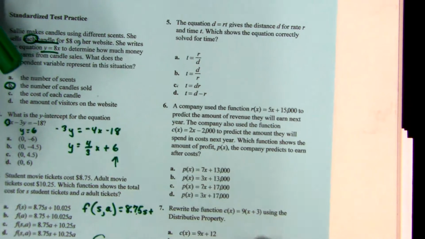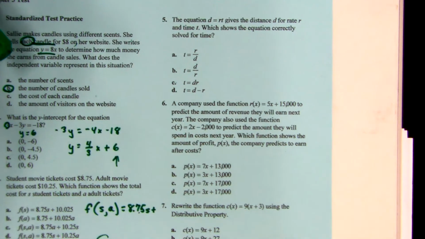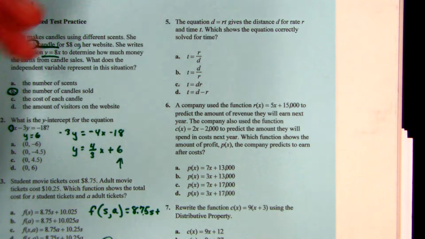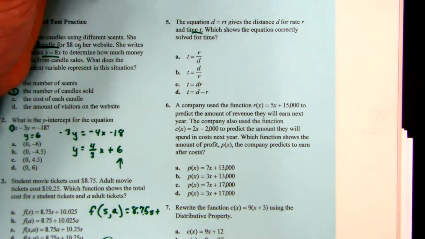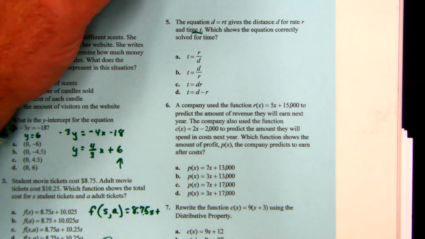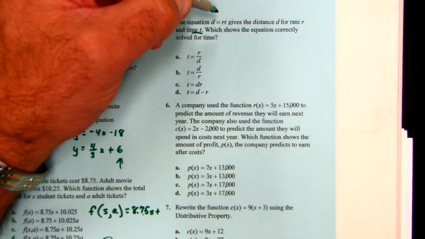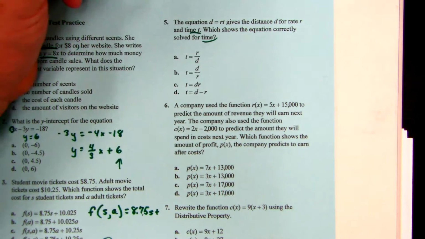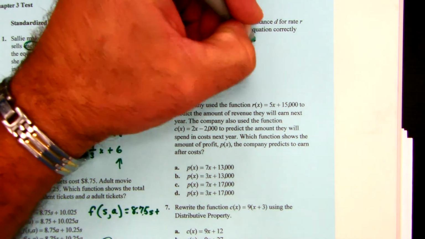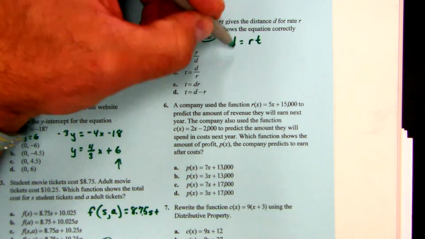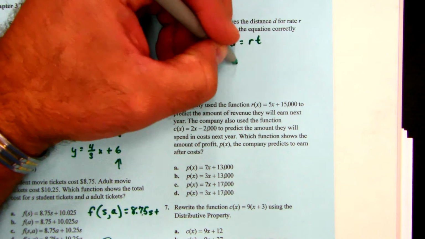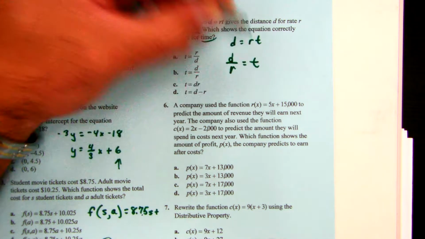It says the equation D equals RT. They want you to solve for T, correct? Okay, so they want you to solve for T, because they want you to solve for time. So that means you get the t by itself, so you'd have d equals RT. That means I have to divide by, correct, R. So it would be d over R equals t.